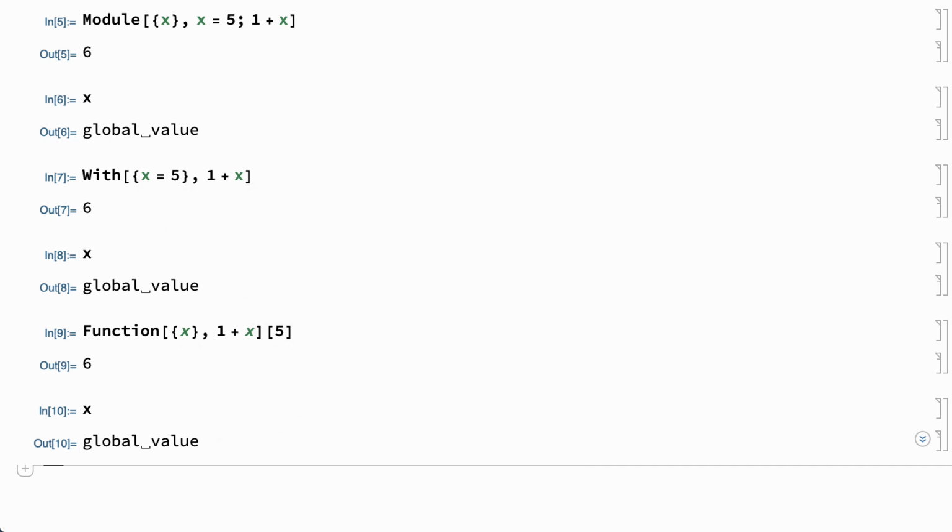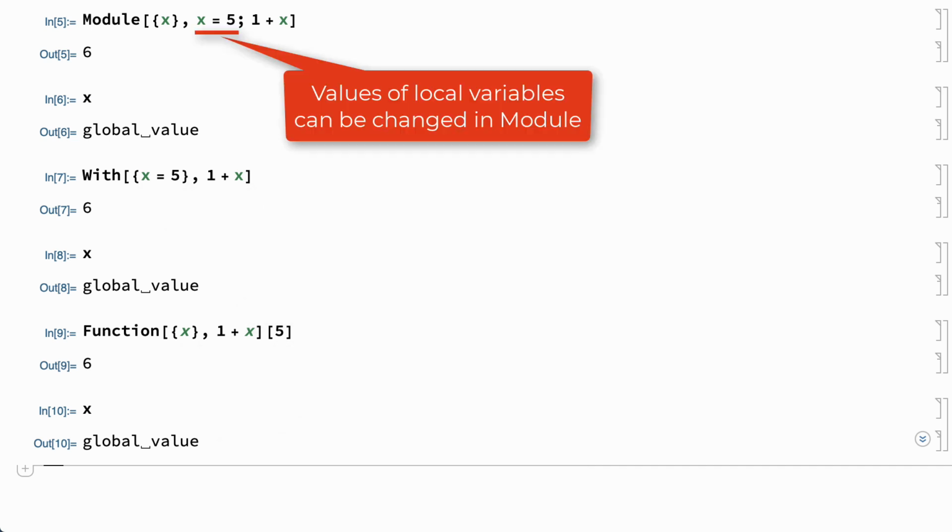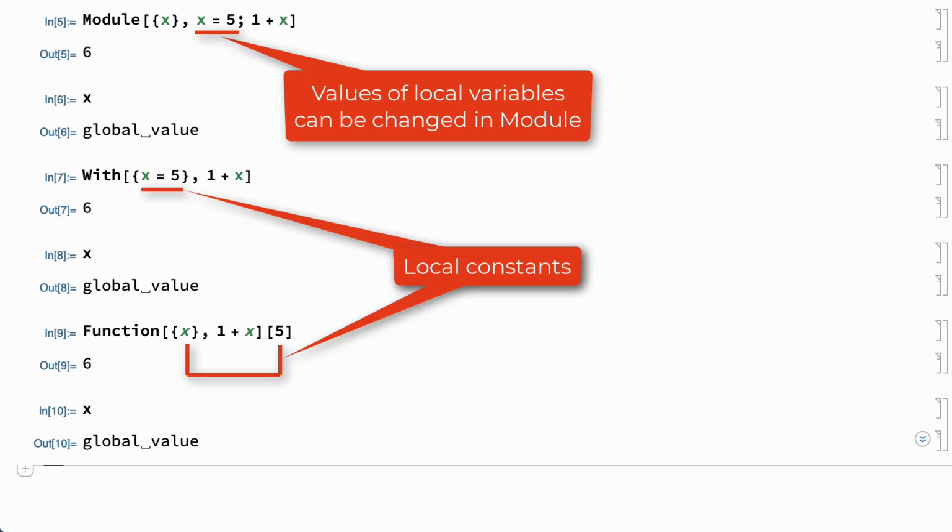Comparing Module with With and application of a pure function, Module localizes the names of variables, and the program in the body of the Module is free to change the values of those variables. Pure functions and the With function instead work by inserting fixed values for variables into a program in which those values are constant and are not changed by the program.